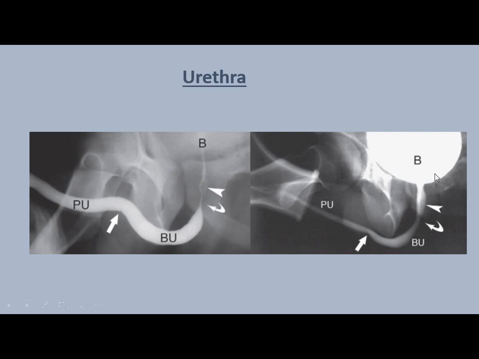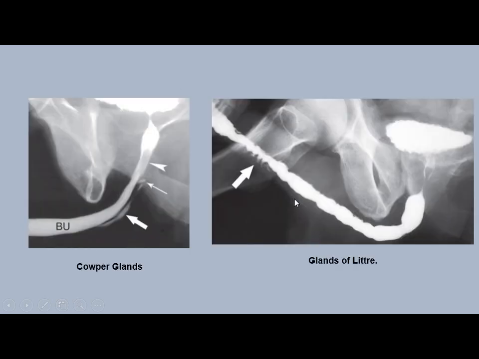Again, prostatic urethra down to the verumontanum, then membranous urethra to the urogenital diaphragm, then bulbar urethra to the penoscrotal junction or the attachment of the suspensory ligament of the penis, then the penile urethra.